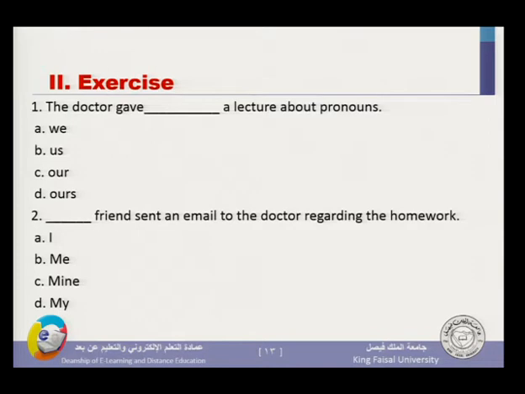I just want to ask the first question for you. The doctor gave... we have to use an object pronoun because we are given. The doctor gave us a lecture about pronouns. We couldn't say the doctor gave we, because we is a subject pronoun. We couldn't say our because it is a possessive adjective, and we couldn't say ours because it is a possessive pronoun. So the correct answer is to use an object pronoun, which in this case is us. So the doctor gave us a lecture about pronouns.